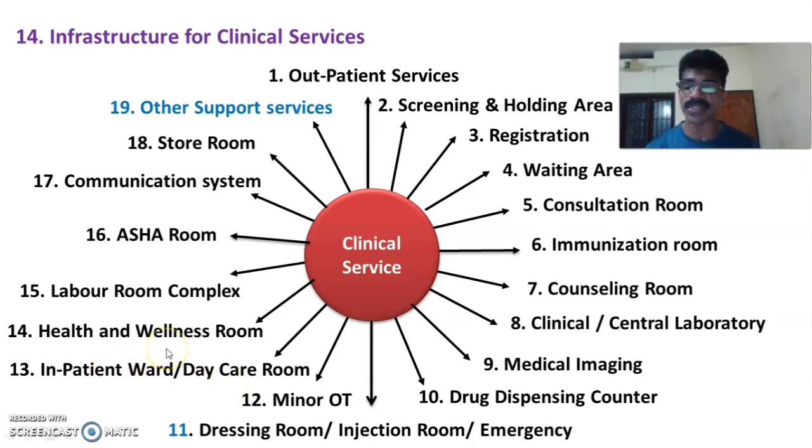Then health and wellness room, that is 14th one. 15th is labor room complex, that is labor rooms. And 16th one, room for ASHA worker, that is ASHA room. Then 17th one is communication system, that is room for the telecommunication facilities. 18th one is storeroom for the primary health center, and 19th one is other support services. So these are the 19 different infrastructure mentioned in the clinical services of primary health center under IPHS 2022.